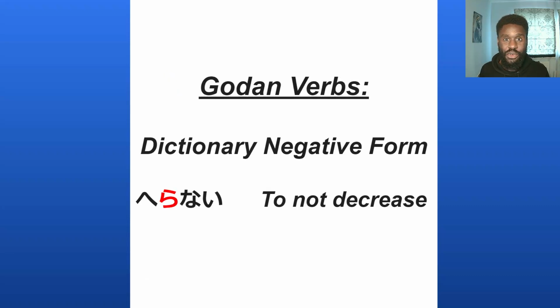For the dictionary negative form of Godan verbs, you take the first row and then you add nai to the end of it.